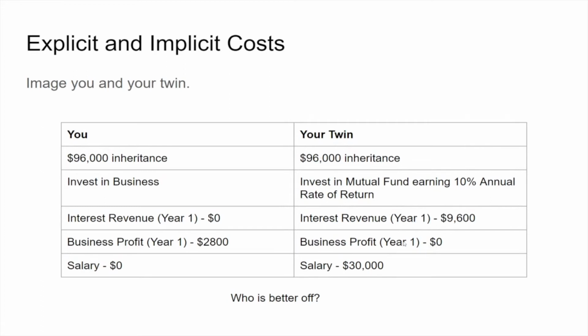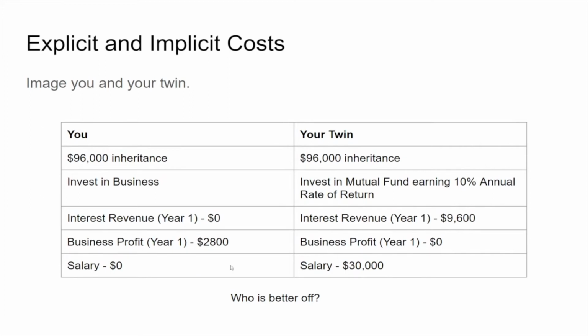Now, there was no business to have a profit for the year, so there was no business profit for the year for your twin. But the twin, because the twin was out and about, had their money stowed away and is working and makes a salary of $30,000. You started a business, your twin went to work for some money. And at the end of the year, you ask yourself, who in the heck is better off?